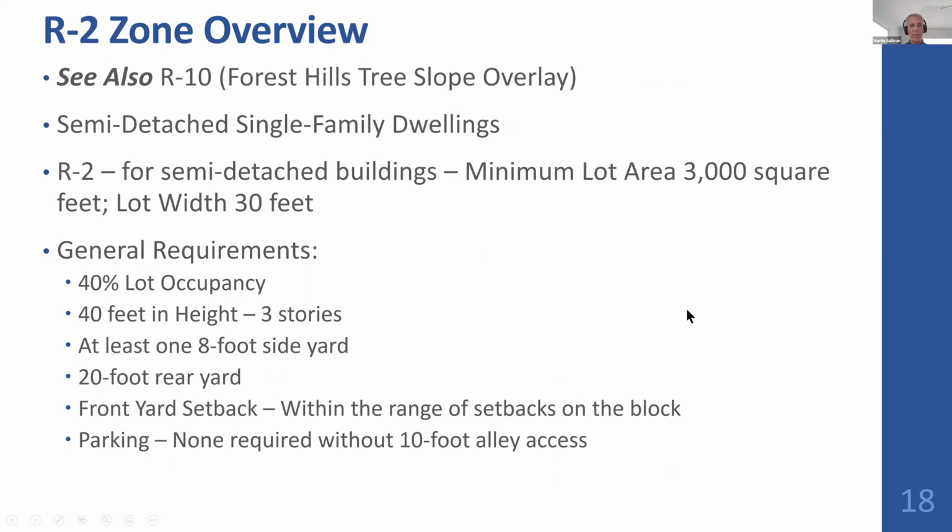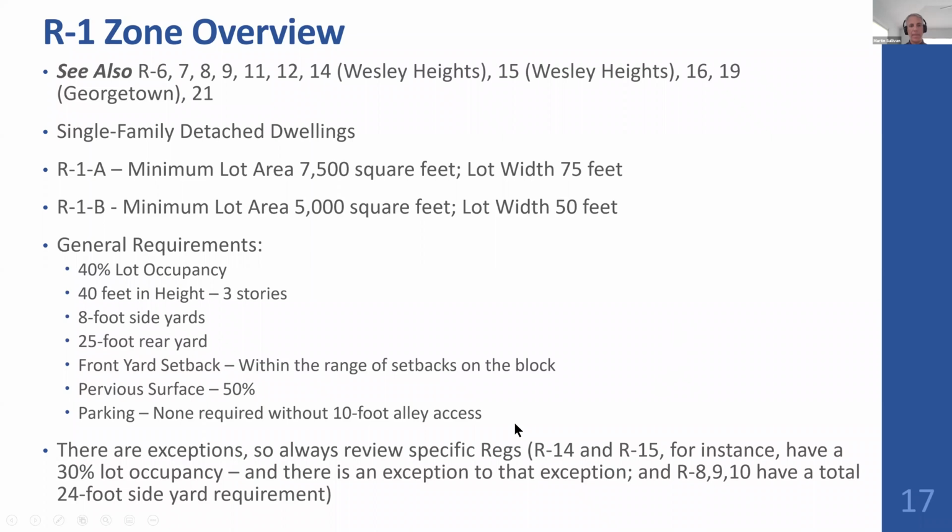Pervious surface, 50%. When you're doing an addition to a building, if you're not increasing the building more than 10% lot occupancy, you don't have to worry about pervious surface. Parking always requires one parking space for a single family home unless you don't have alley access. If you don't have alley access, you have no parking requirement. And that only applies for single families and flats.